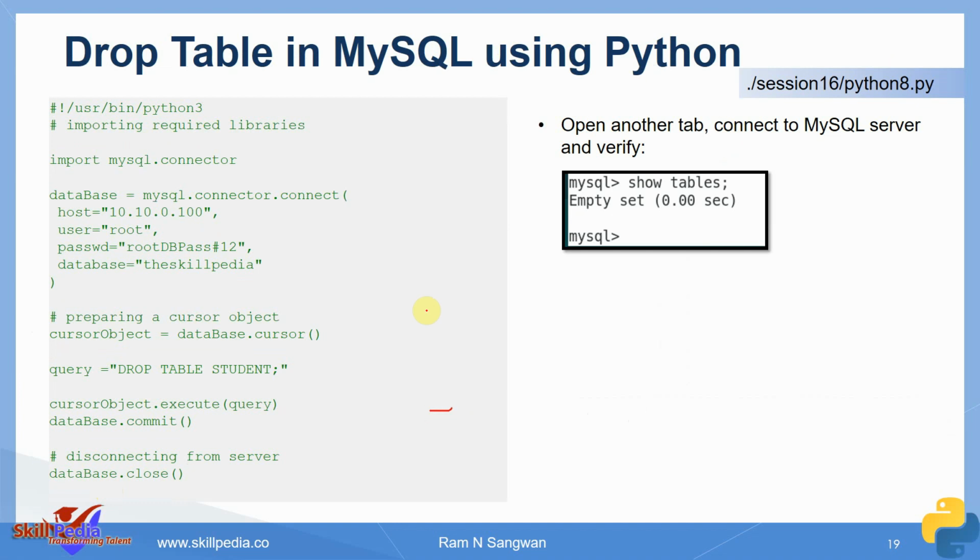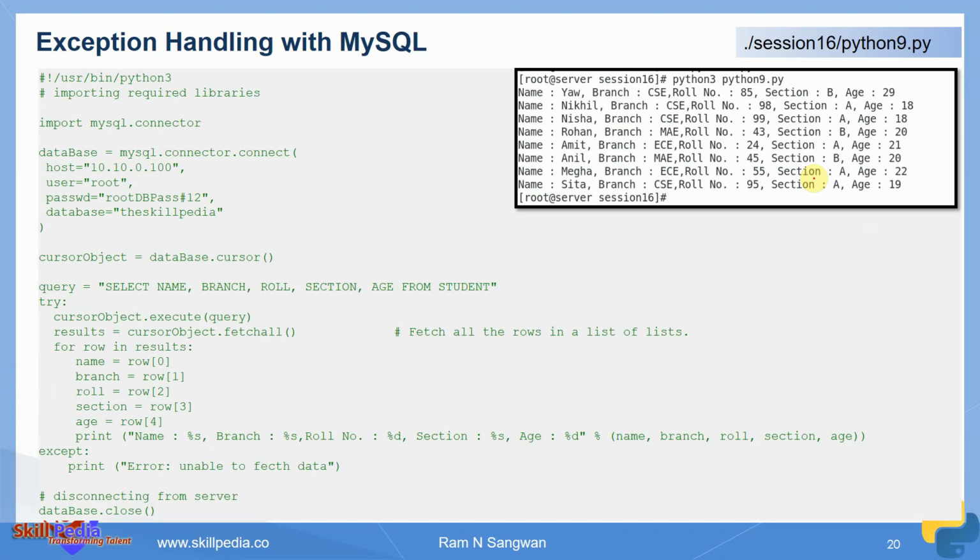Drop table in MySQL. Simple query and commit. Verify. Exception handling can also be done, which was demonstrated here. We use try catch. So if there is any error, try creating some error here and you'll get the exception handled properly. Unable to fetch the data. Try giving wrong database details or something. That is, exception handling can also be done.